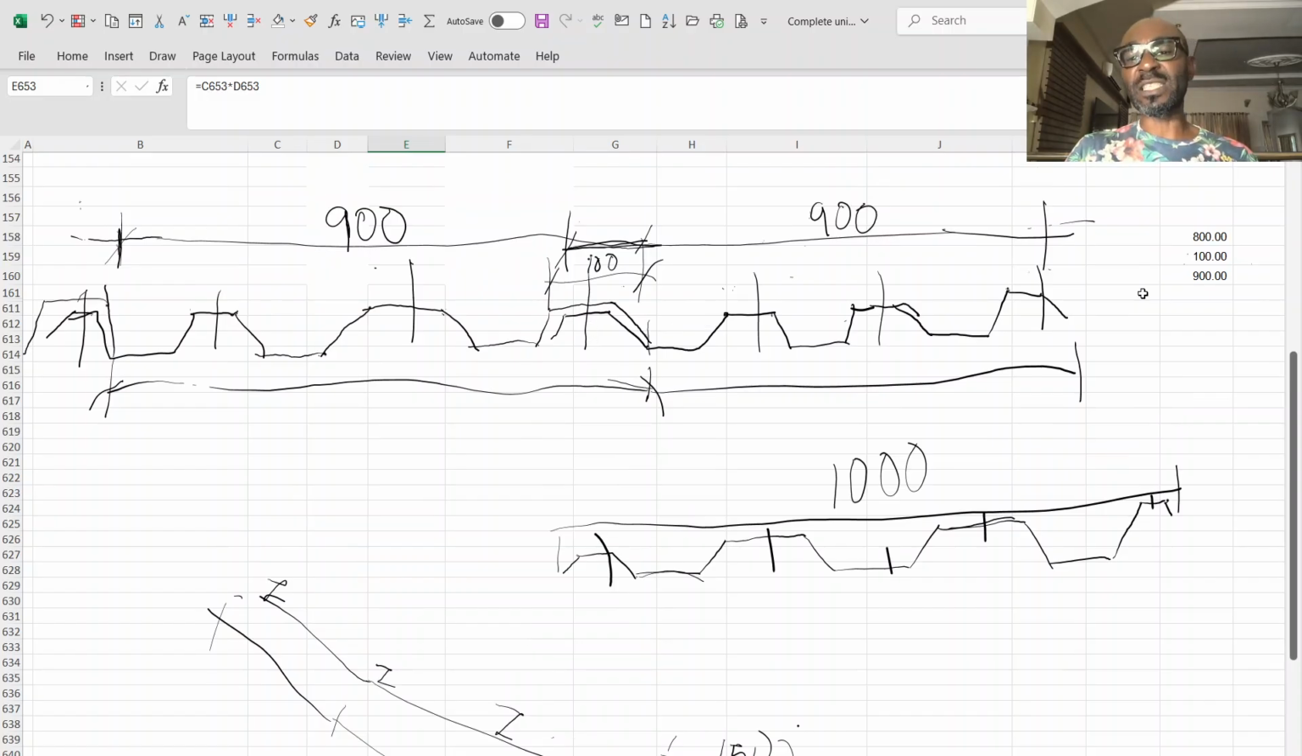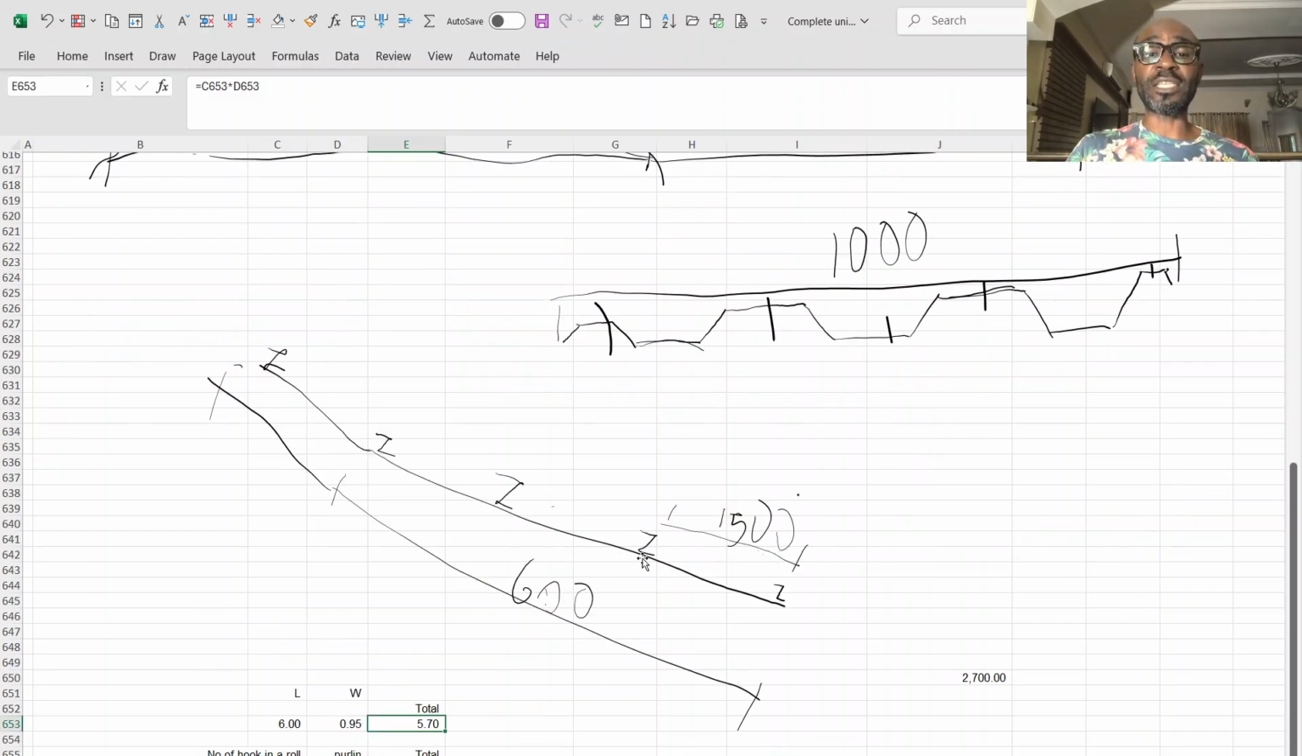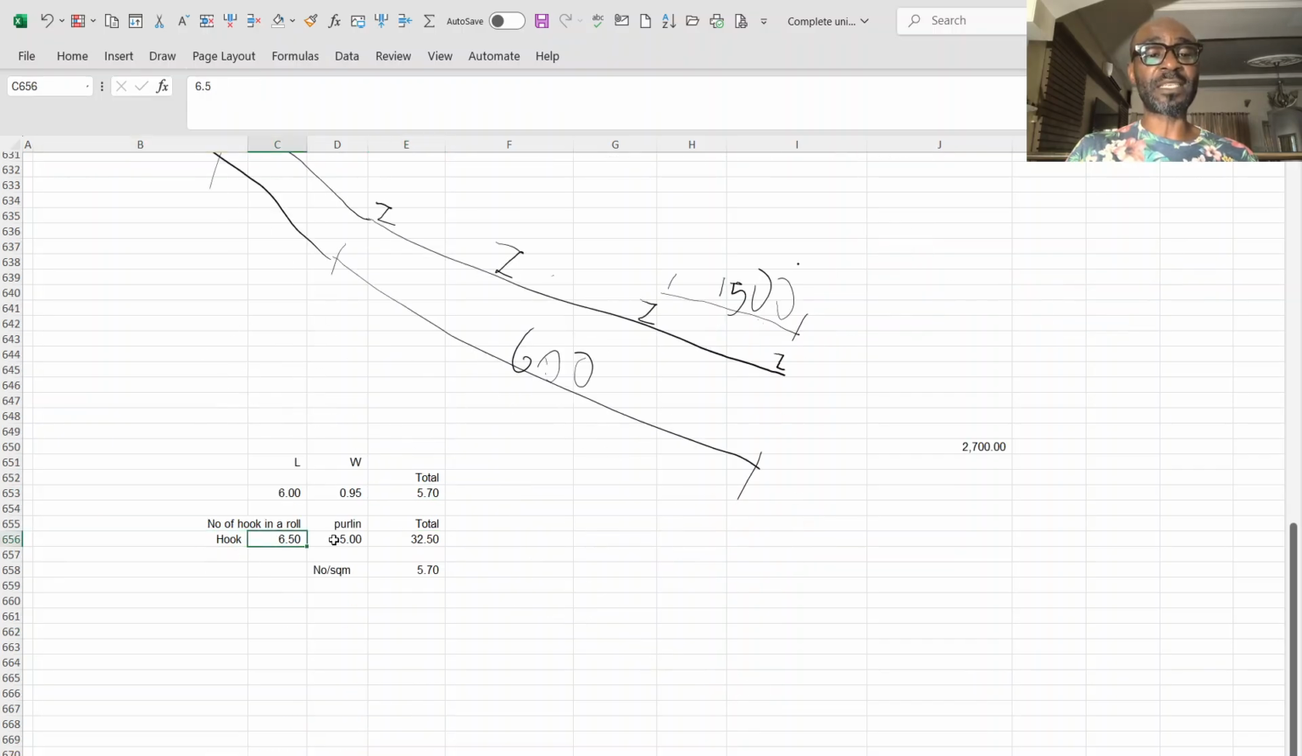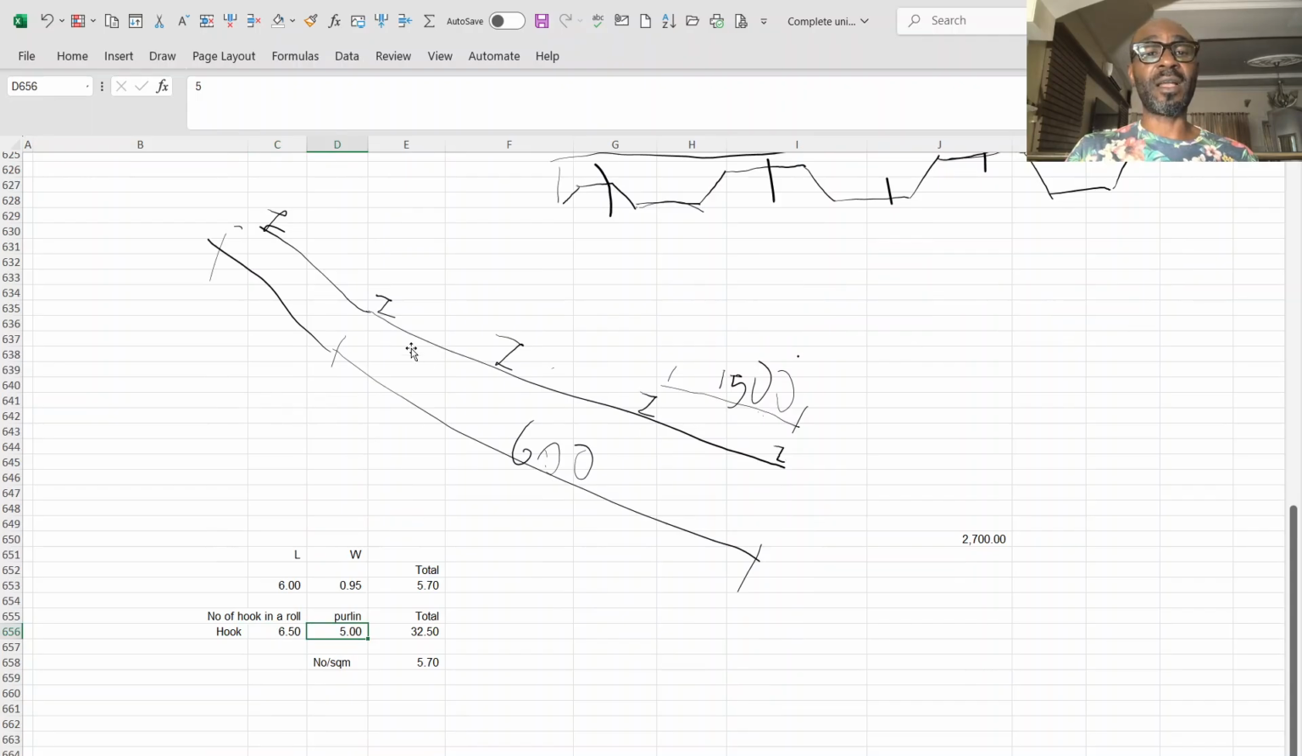So let's say you are having 6, and the last nail will be shared by the two roofing sheets. Which means you're going to have 6.5 screw, nail, or hook at each pole line, because the pole line is at 150 centers. So if I'm having 6.5, 6.5, 6.5, 6.5, 6.5, 6.5, I now multiply 6.5 by 5, because I have 5 pole lines, 1, 2, 3, 4, 5.